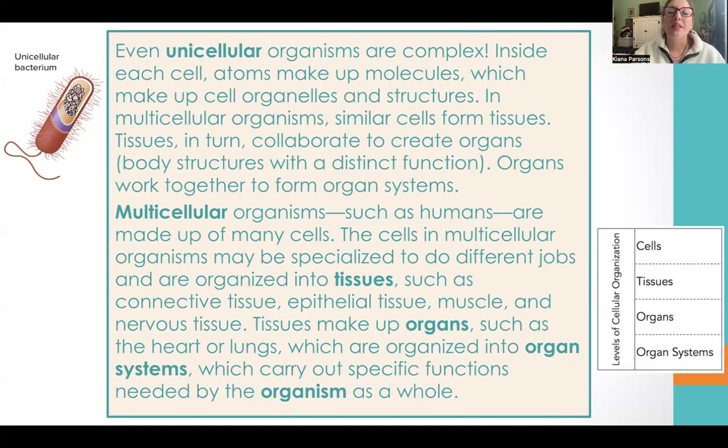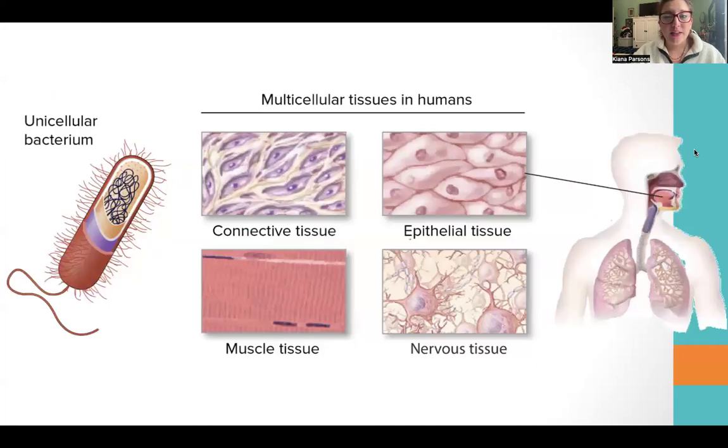Multicellular organisms, such as humans, are made up of many cells. The cells in multicellular organisms may be specialized to do different jobs and are organized into tissues, such as connective tissue, epithelial tissue, which is like the inside of your mouth, muscle tissue, and nervous tissue. Tissues make up organs, such as the heart or lungs, which are organized into organ systems, which carry out specific functions needed by the organism as a whole. All right, these are some examples of multicellular tissues in humans. And a unicellular bacterium is not going to have tissues because it's just one cell.